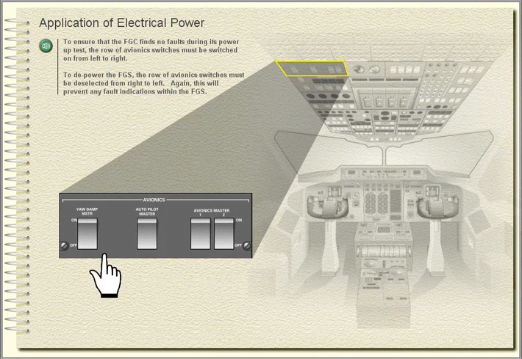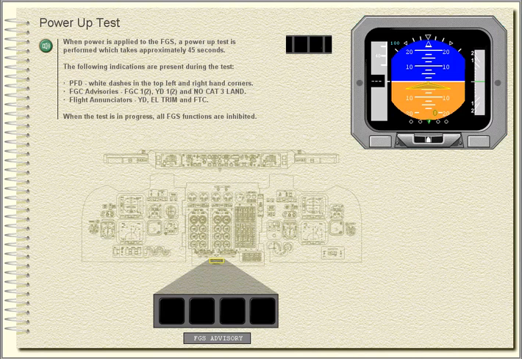Application of electrical power. To ensure that the FGC finds no faults during its power-up test, the row of avionics switches must be switched on from left to right. To depower the FGS, the row of avionics switches must be deselected from right to left. Again, this will prevent any fault indications within the FGS.